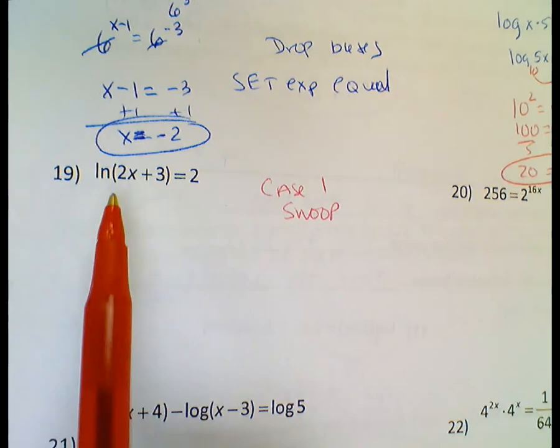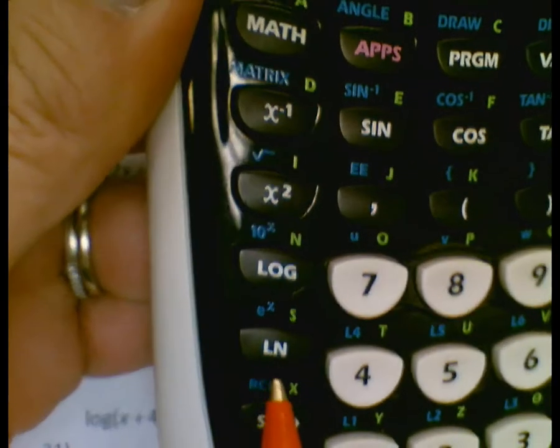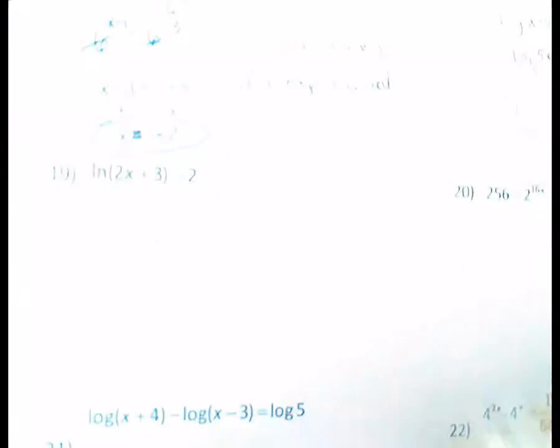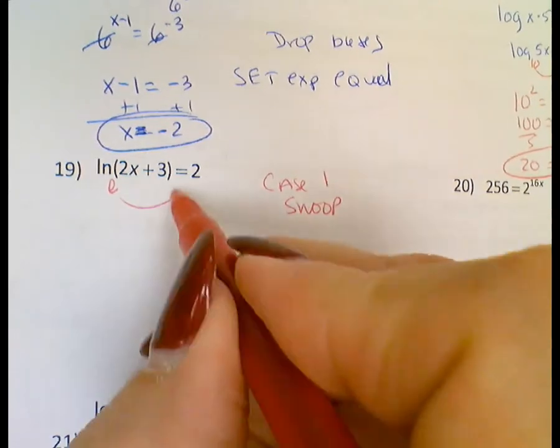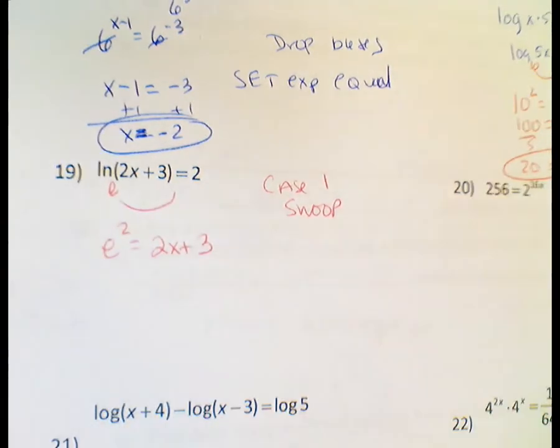What's the base if it says natural log? If you're not sure, look at the natural log key, and right above it, you see the E? That's the base of natural log. So it's E. So put an E in there. So when you swoop, it's E squared equals 2x plus 3.